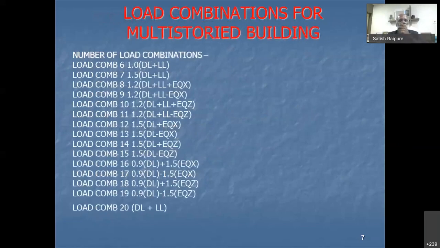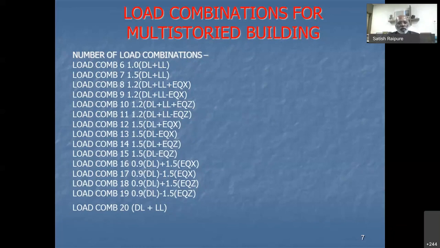There are various load combinations which are meant for a multi-storied building. In all, 15 to 16 load combinations are there. And after analyzing with these load combinations, we get the reactions on the foundations, on the supports, for which we design the foundation. This is for zone 2 category structures.